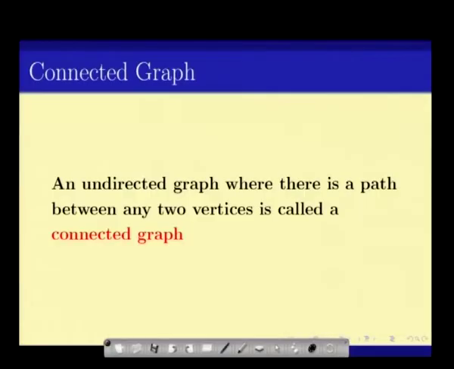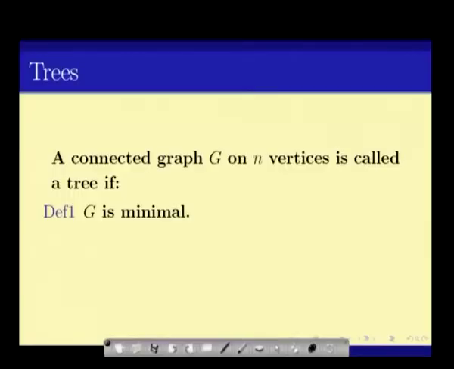So, here we are. We want to select some set of edges, so that the graph is connected. This is what is called a connected graph, correct? Between any two vertices, if there is a path from u to v, then we call that graph connected. So, we want to basically find a connected subgraph of minimum weight. So, this is where we have to come to something similar, a notion called trees. So, a connected graph G on n vertices is called a tree if the first definition itself tells us what we are looking for.